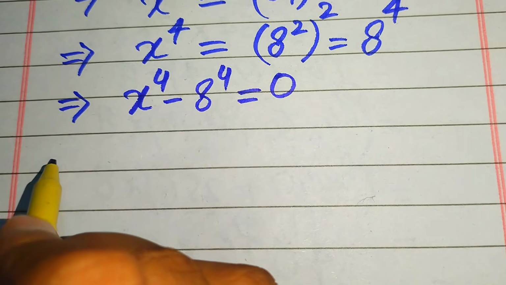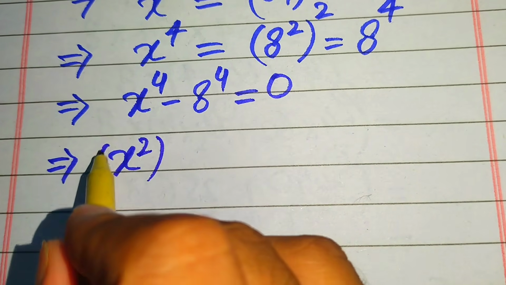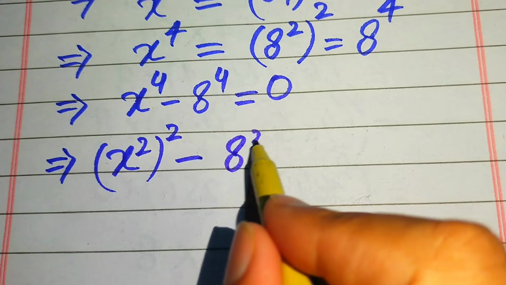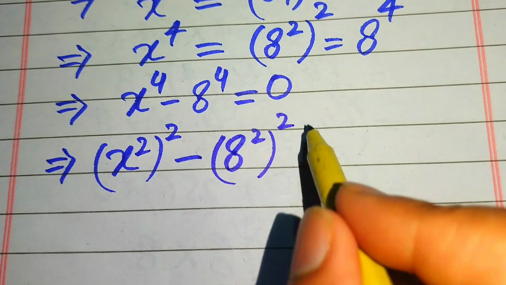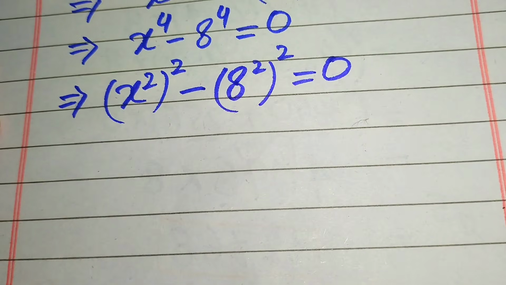And now we rewrite this equation in this form. We write x to the power of 4 as x squared and its whole square, and we write 8 to the power of 4 as 8 squared and its whole square, and this whole equation is equal to 0.